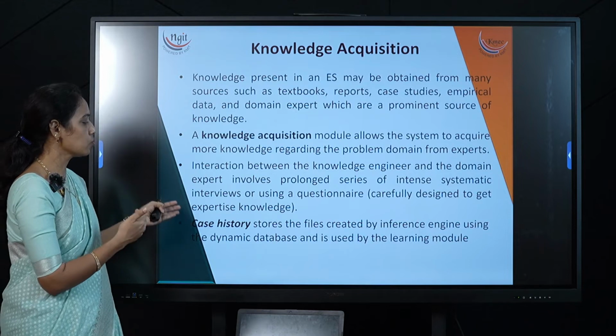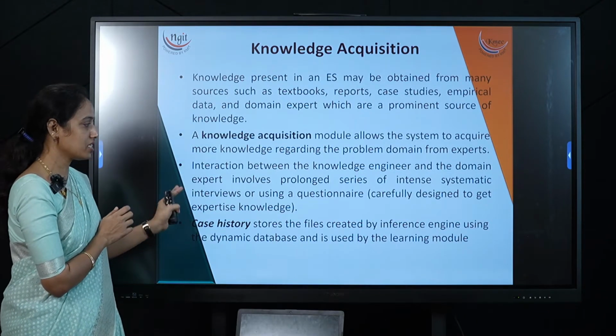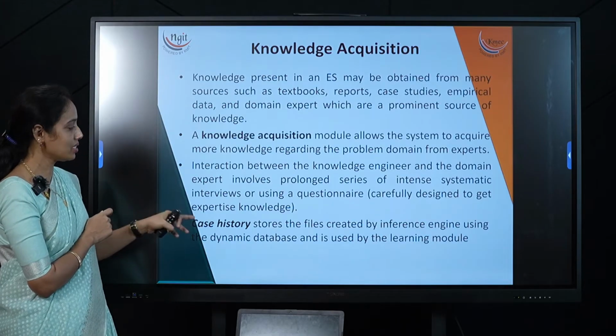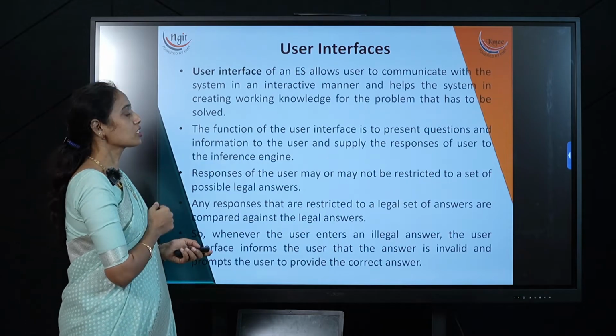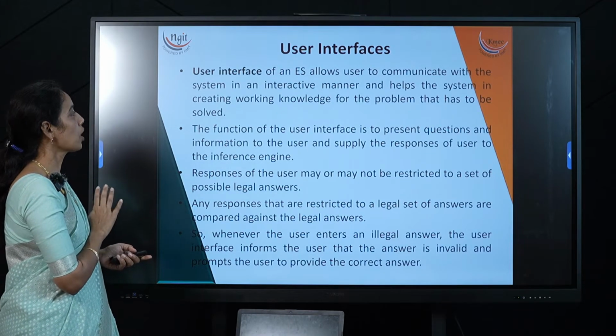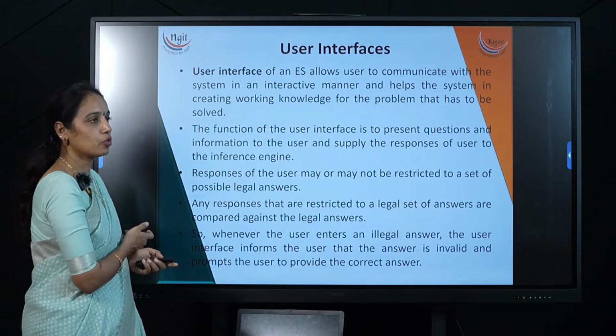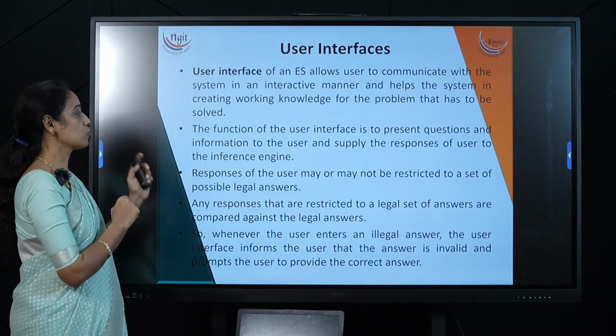Okay, and there is one more component called case history. It just stores the files created by the inference engine using the dynamic database and is used by the learning module. And the next component is the user interface. It allows the user to communicate with the system in an interactive manner and helps the system in creating the working knowledge of the problem that has to be solved.